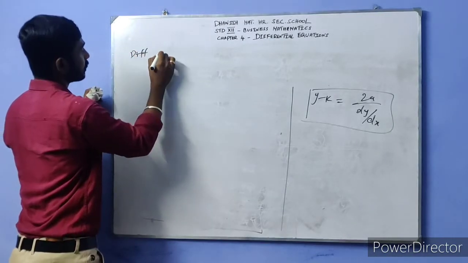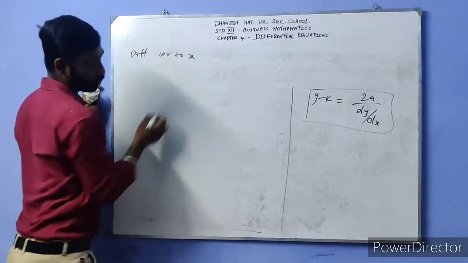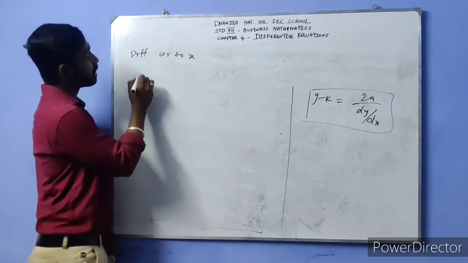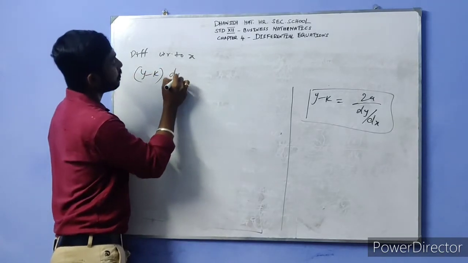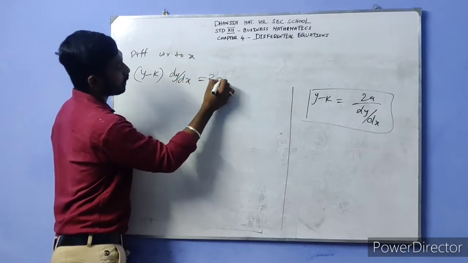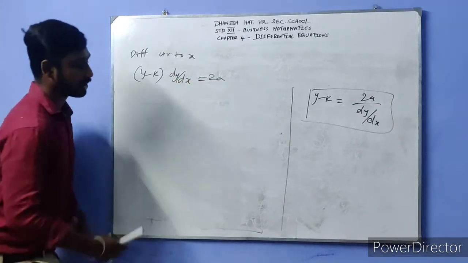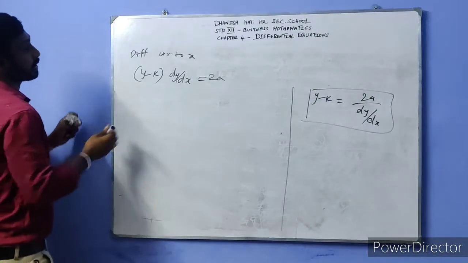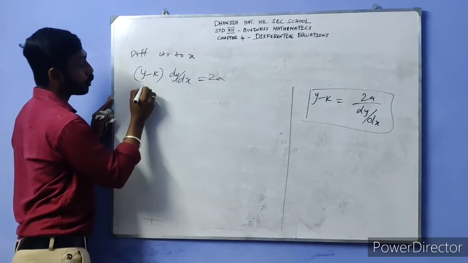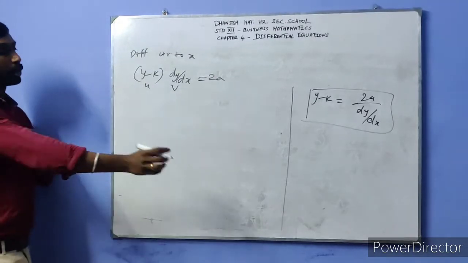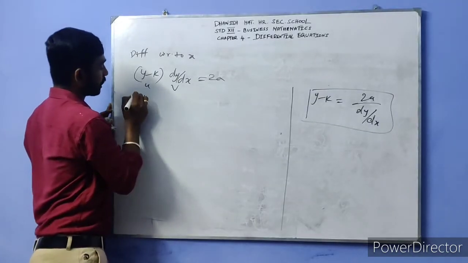Getting this one, differentiate with respect to x. What equation are we going to find out? This one, that is (y minus k) dy by dx equal to 2a. So now we are going to differentiate this equation. What value are you getting? Again you are going to differentiate this one. So (y minus k) dy by dx means the u into v method. The u will remain constant here.